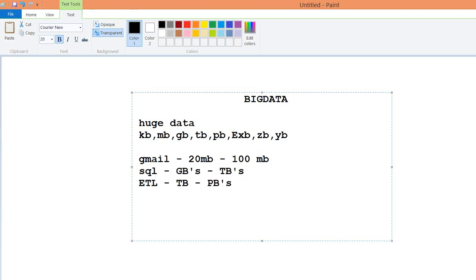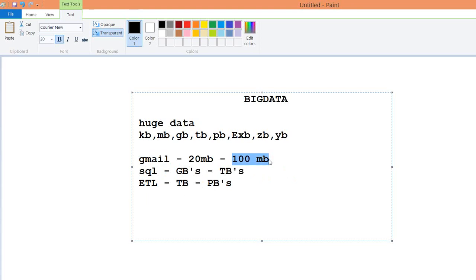What I'm trying to explain is that a particular amount of data is big data in terms of a particular infrastructure, software, or tool. So 100 MB of data is big data in terms of Gmail, a terabyte of data is big data in terms of SQL, and a petabyte of data is huge big data in terms of ETL systems, because these systems are not able to process this data.